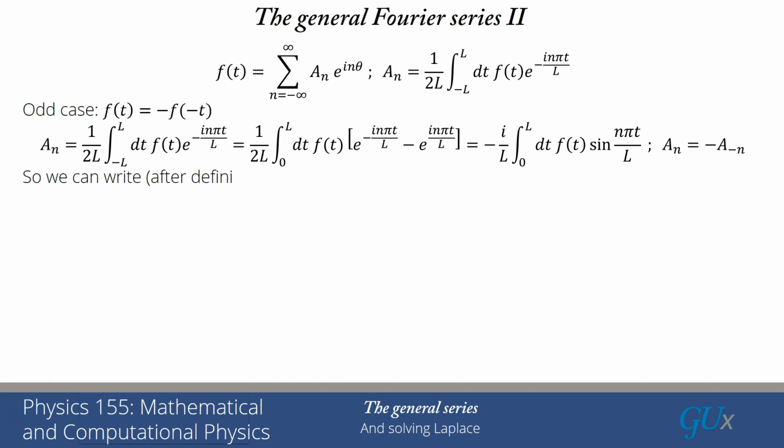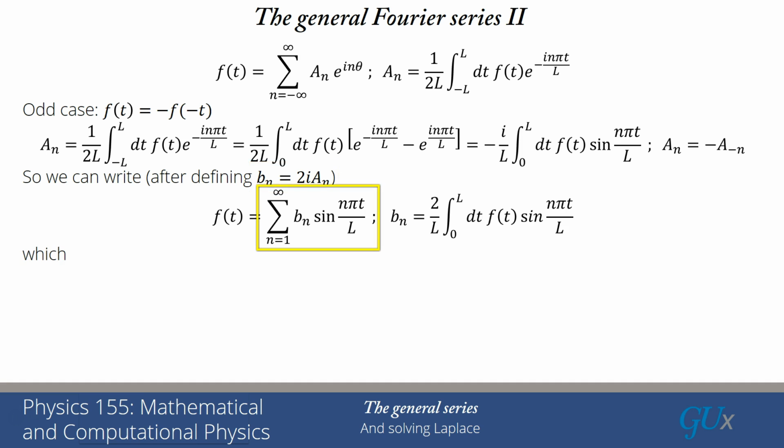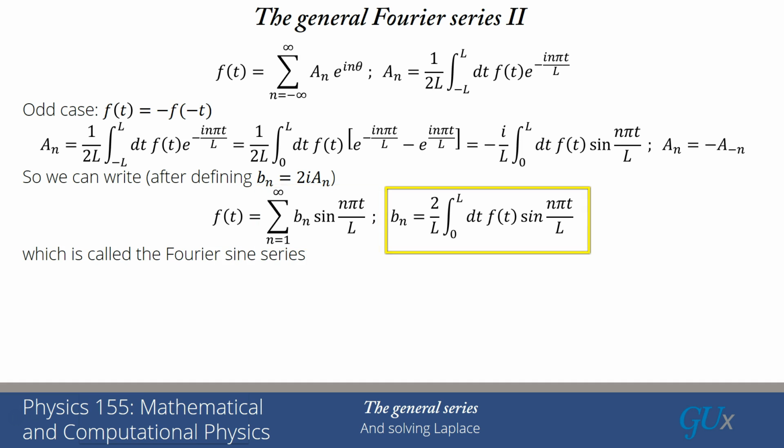So let's put this together, and we're going to define b_n to equal 2i times a_n. And f(t) is the sum n equals 1 to infinity of b_n sine(n pi t over L), where b_n is equal to 2 over L, the integral from 0 to L dt f(t) sine(n pi t over L). And this is called the Fourier sine series.